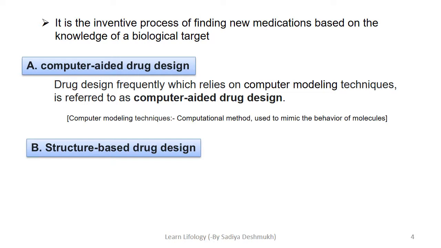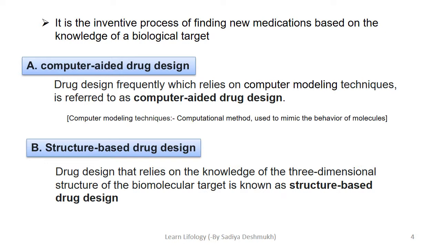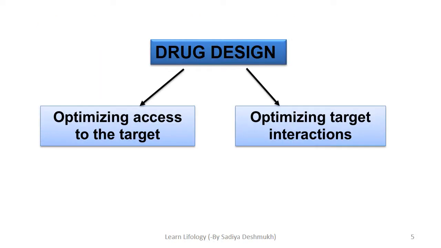And the second one is structure-based drug design, where the drug design relies on the knowledge of the three-dimensional structure of a biomolecular target. Here we must be aware of our target's three-dimensional structure, and then accordingly the structure of the drug is designed so that it should completely fit in the target structure, either through shape or charges, whatever things we are considering, it should be according to its target. That is structure-based drug design.